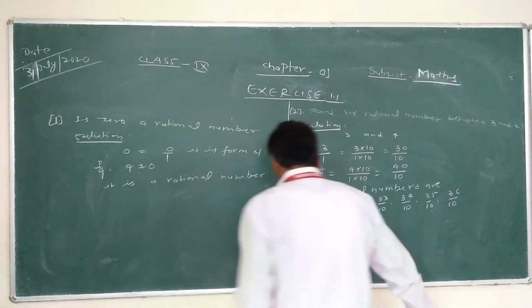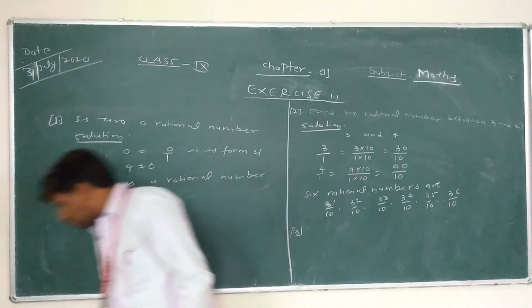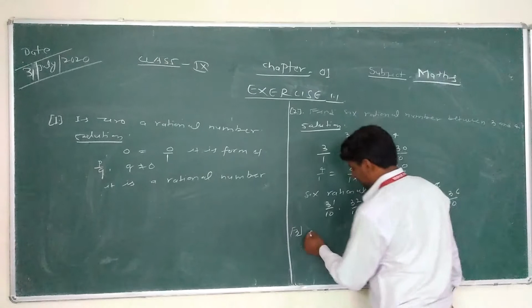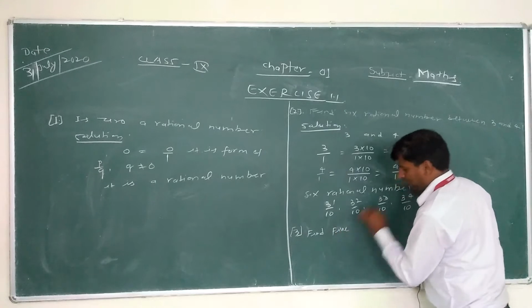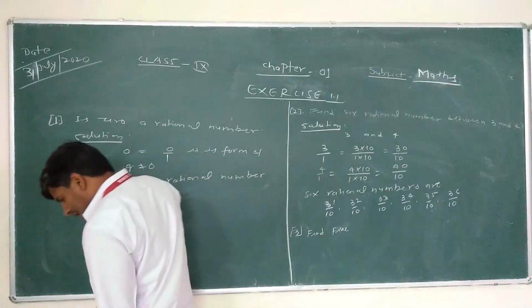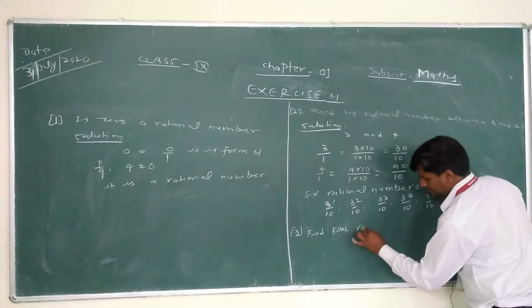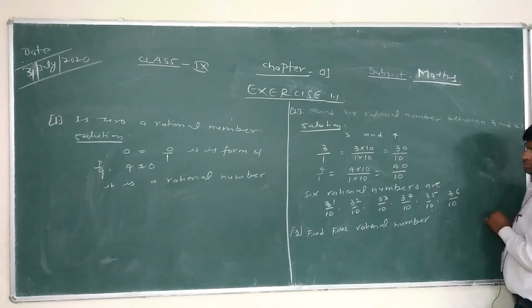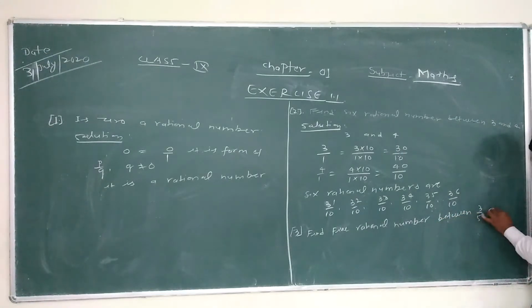Same process, students. Question number 3 can be solved by you. What is given in question number 3? Find 5 rational numbers between 3 by 5 and 4 by 5.